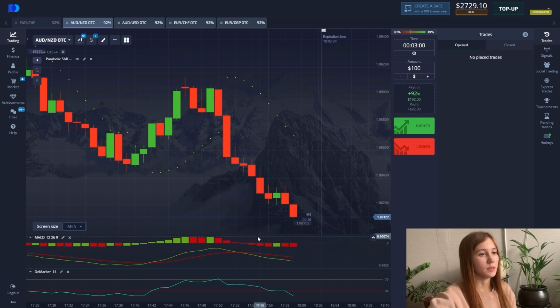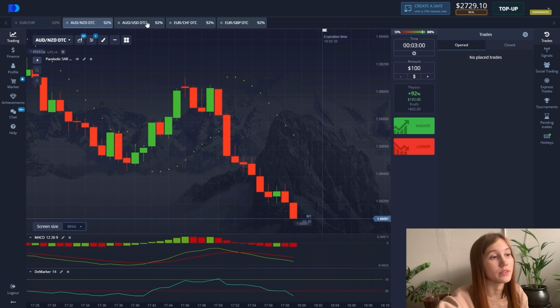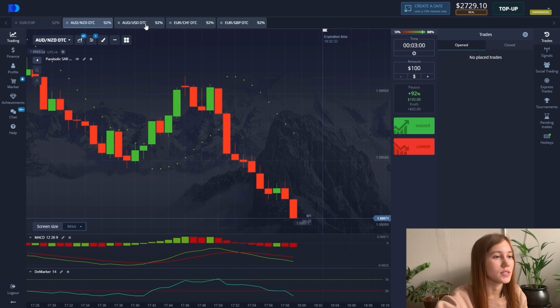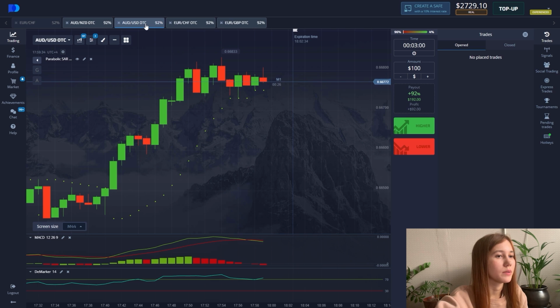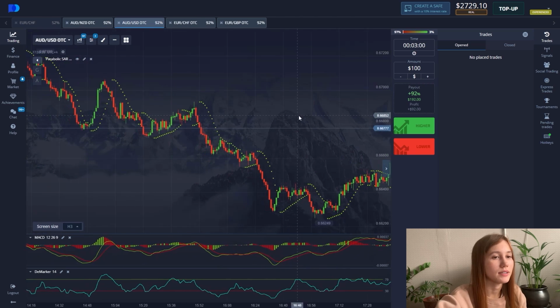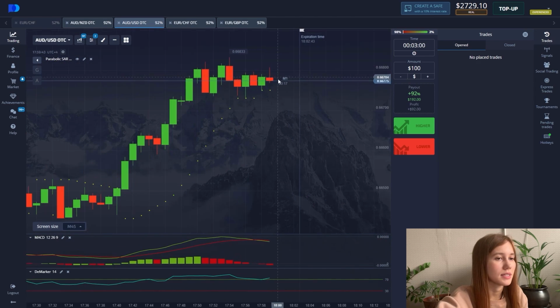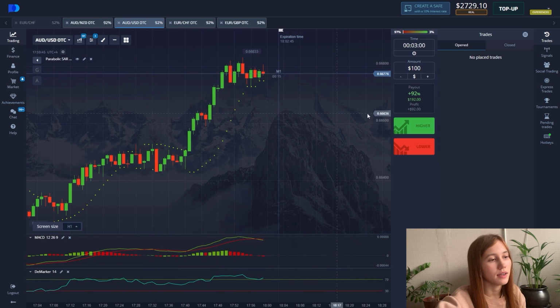We take our deal in plus, friends. Let's change our currency pair and let's keep trading Australian or USD OTC. We now have a global downward movement from 14 hours. Here we have a flat. There is a sideways movement. Let me immediately make an up deal in this situation for 3 minutes.